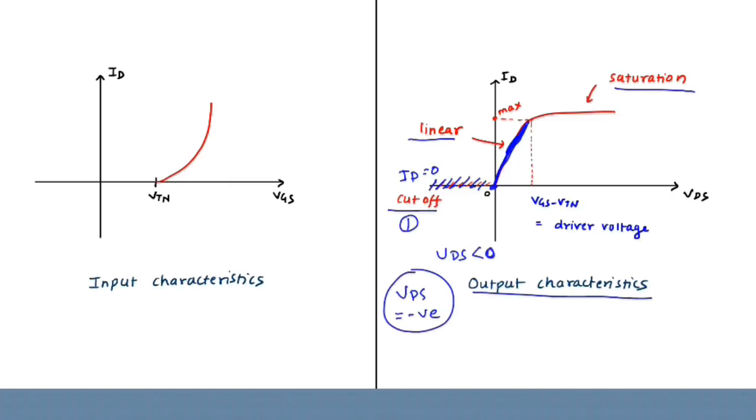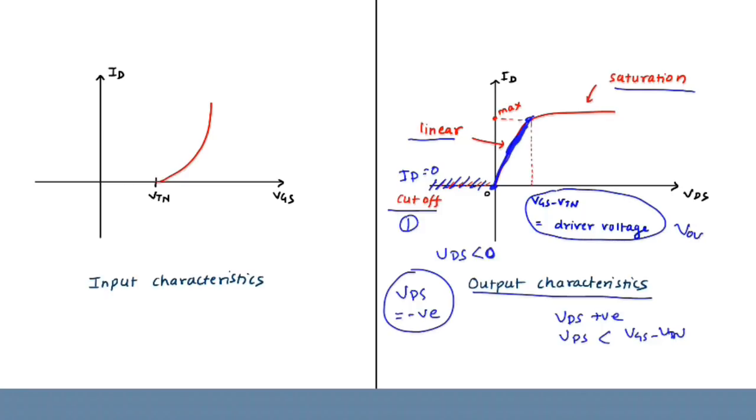Then we have the linear region, the region we are familiar with and the region we always need, the linear region. Now this is the linear region where your VDS is positive and your VDS is also less than VGS minus VTN. Then the region is known as the linear region. Now VGS minus VTN is also known as the driver voltage, which is represented as VOV.